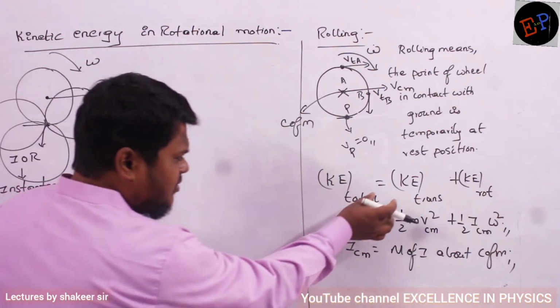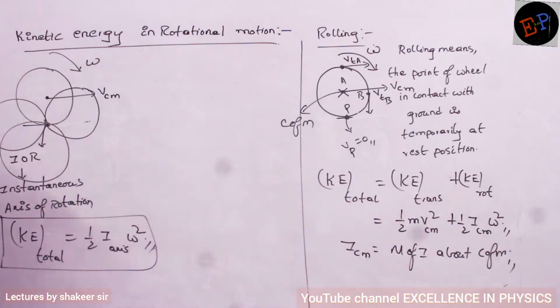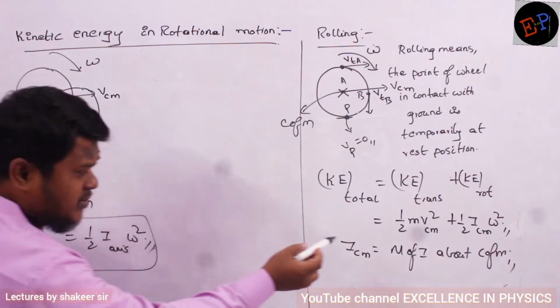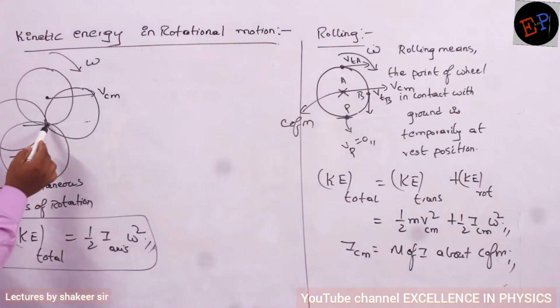Here you are taking translational motion individually and rotational motion individually. But here I am taking this point to be my temporary axis of rotation. Are you able to understand? And moment of inertia, I have to take about which point? Here I have taken moment of inertia about the center of mass. Here I have taken moment of inertia about that point which is in contact with the ground.